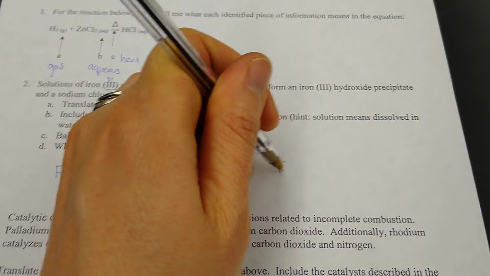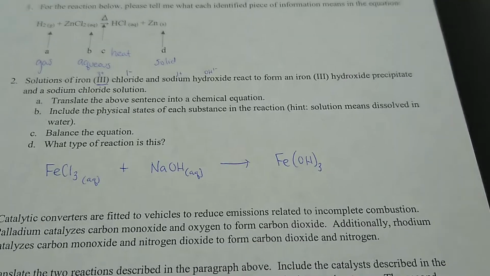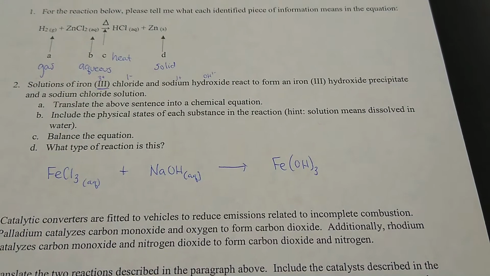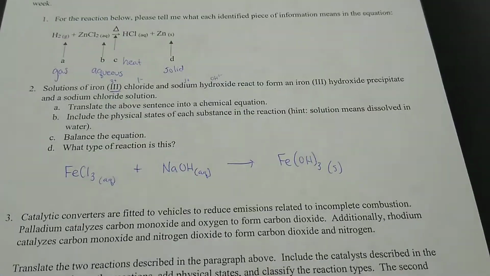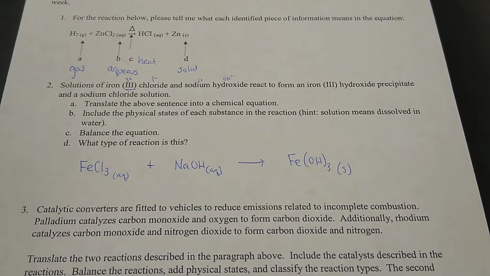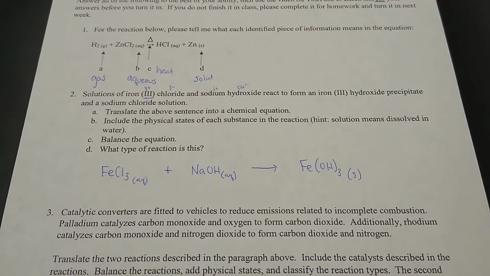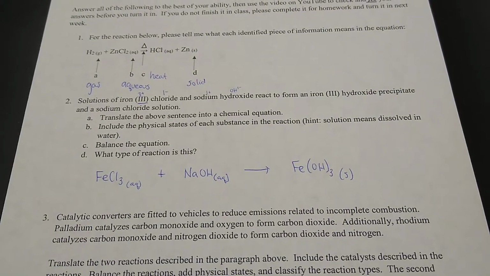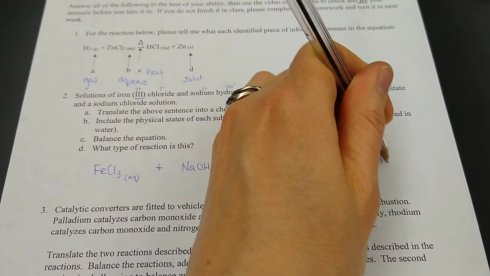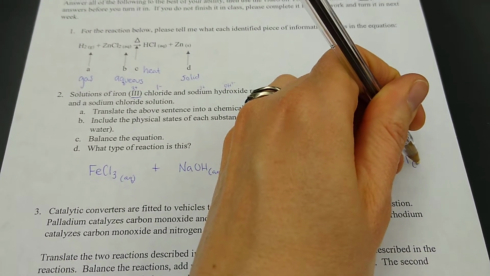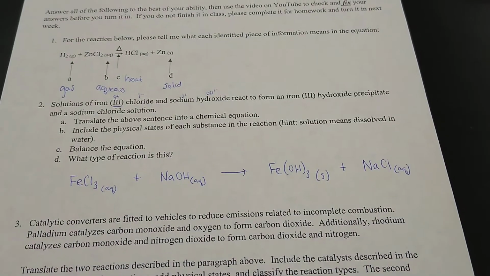Iron 3 hydroxide precipitate. Okay, iron 3 hydroxide, Fe, parentheses, OH, parentheses, 3. We need 3 OHs to balance that +3 charge on the iron. And it's a precipitate, so it's a solid. Remember, a precipitate is a solid that forms when you mix two aqueous things. Okay, so that's our precipitate. And a sodium chloride solution, okay, NaCl, aqueous, sodium chloride 1:1, +1 -1.